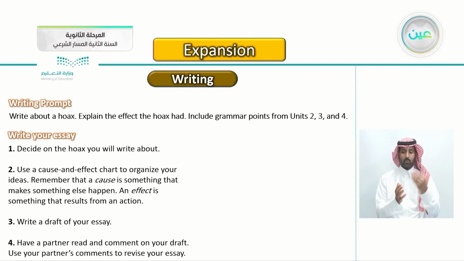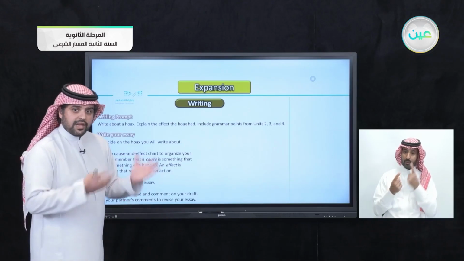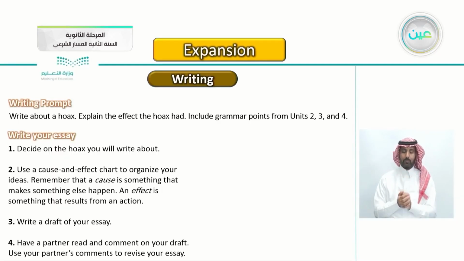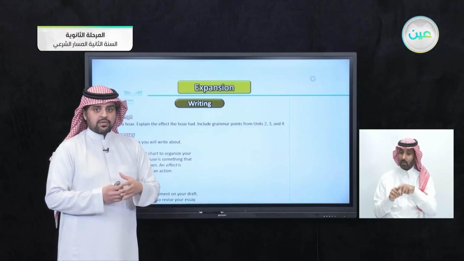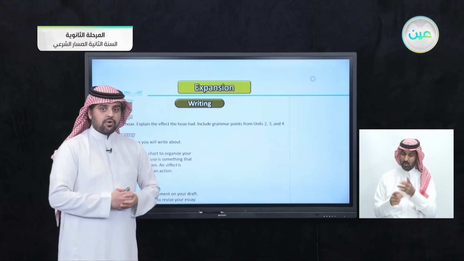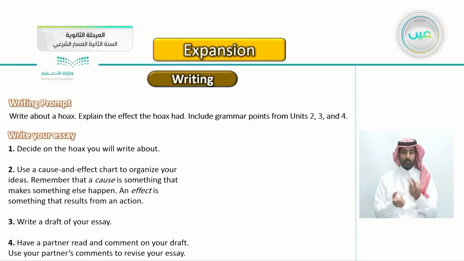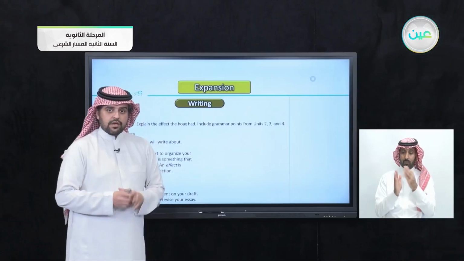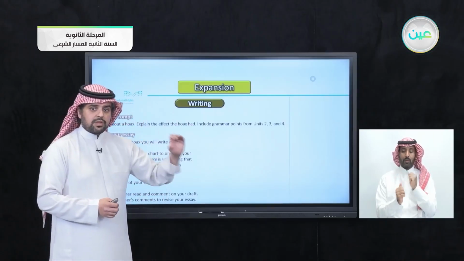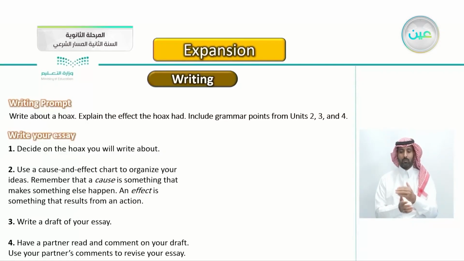So the first exercise here, the writing prompt, is to write about a hoax, maybe a joke or a prank that you pulled on one of your friends. Explain the effect the hoax had, the effect. What did they do after they realized it was a joke? What did they do during the hoax itself? Include grammar points from units 2, 3, and 4. So if you go to units 2, 3, and 4, the grammar points, include these in the article.